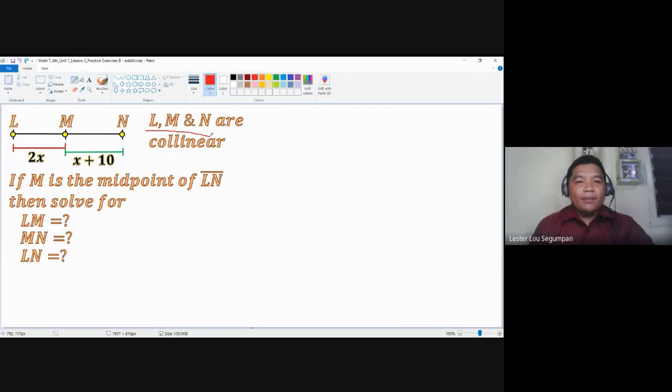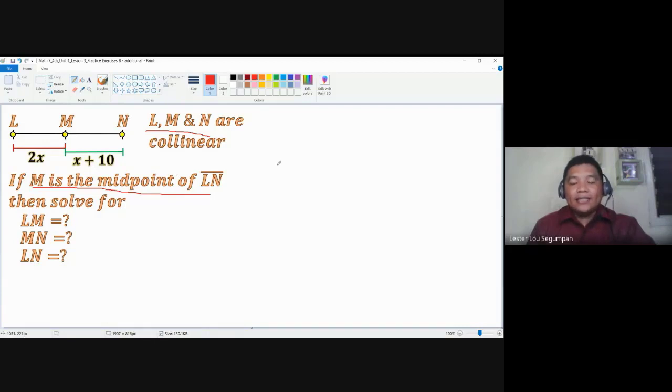Still, points L, M, N are collinear. And we have here point M is the midpoint of line segment LN. Since point M is the midpoint of line segment LN, we could assume that whatever will be the measurement of line segment LM is equal to the measurement of the line segment MN.